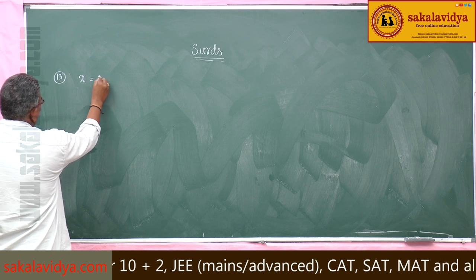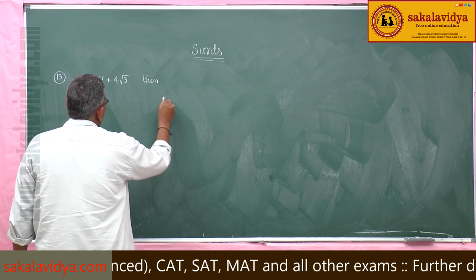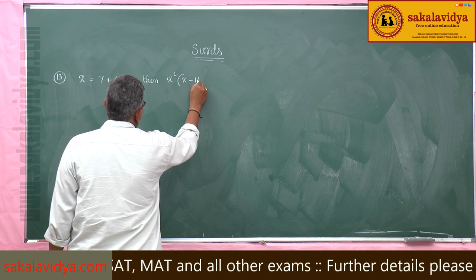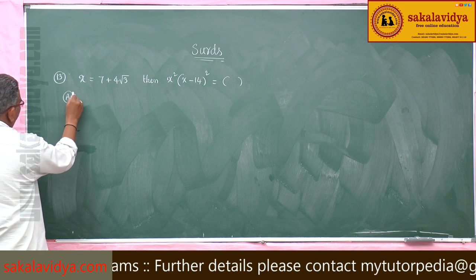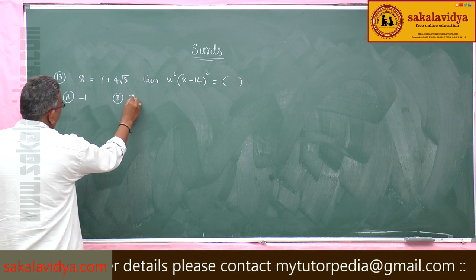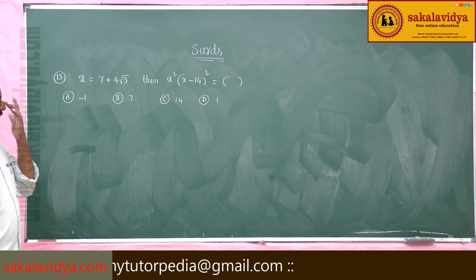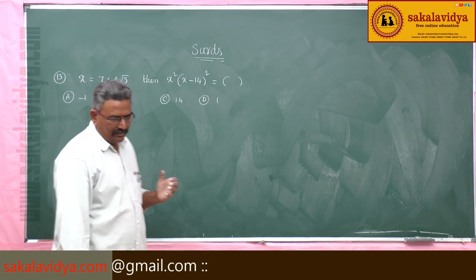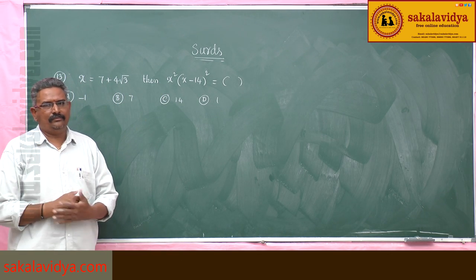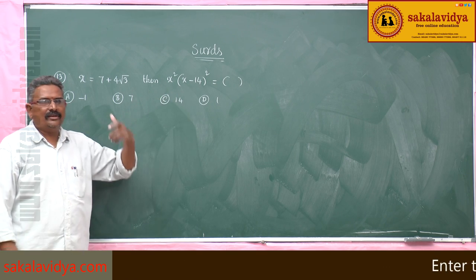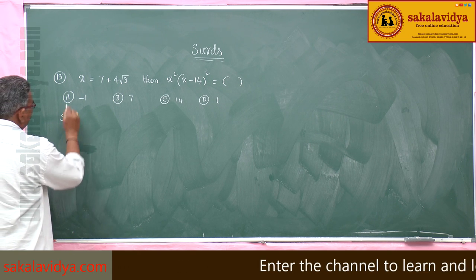X is equal to 7 plus 4 root 3, then x square into x minus 14 whole square is equal to how much? First option, say a minus 1, b 7, c 14, d 1. Let us do it. So, generally, we are tempted to substitute x is equal to 7 plus 4 root 3 in this problem. If you substitute, it takes a lot of time. So, we are better off bringing 7 this side, we can do this easy method.